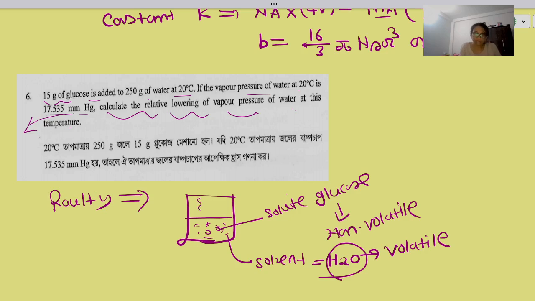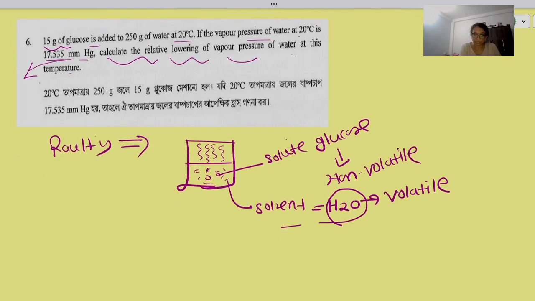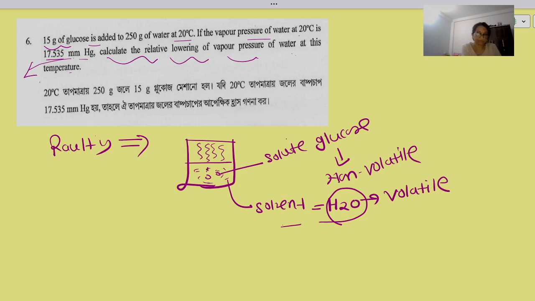In this condition, the vapor pressure is exerted due to the formation of vapors from the molecules of the water, and we are solving this as per Raoult's law. The vapor pressure is directly proportional to, or we can say equal to, the mole fraction.